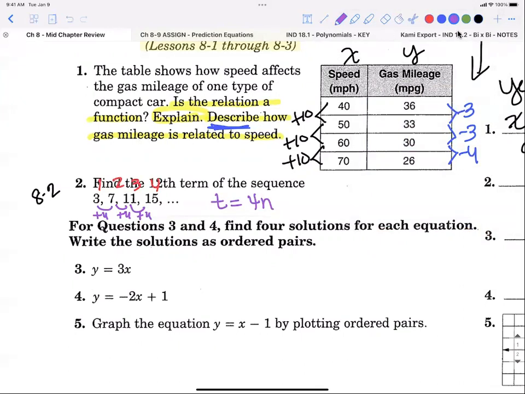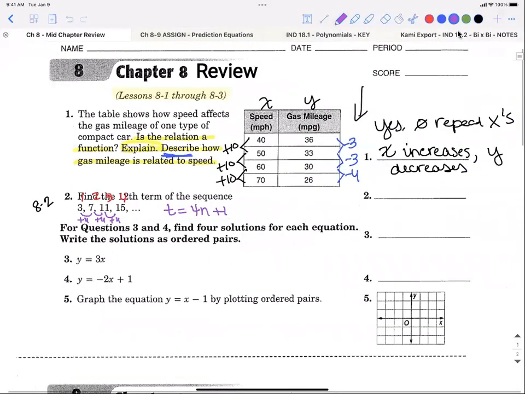Does anybody remember what you do at the end? What do I need to do to my first term to make it equal my common difference? What's my first term? 3. What do I need to do to 3 to make it equal 4? Levi? What would I need to do to the number 3 to make it a 4? Yeah, +1. So that's the equation we need. It says find the 12th term in the sequence.